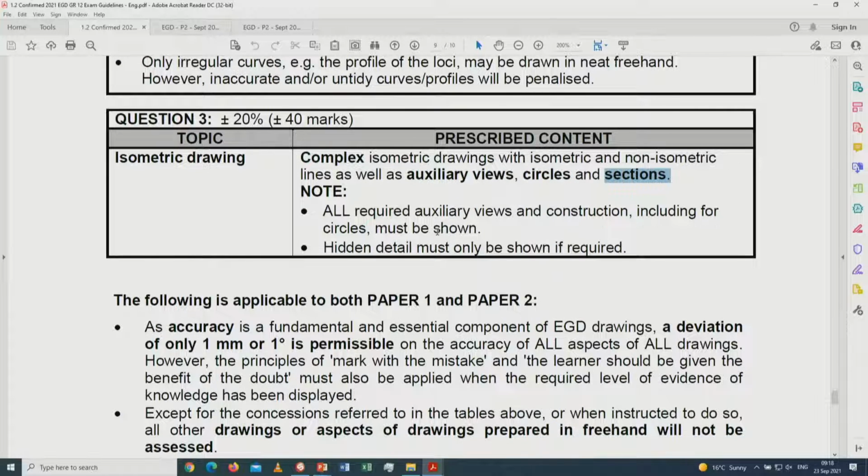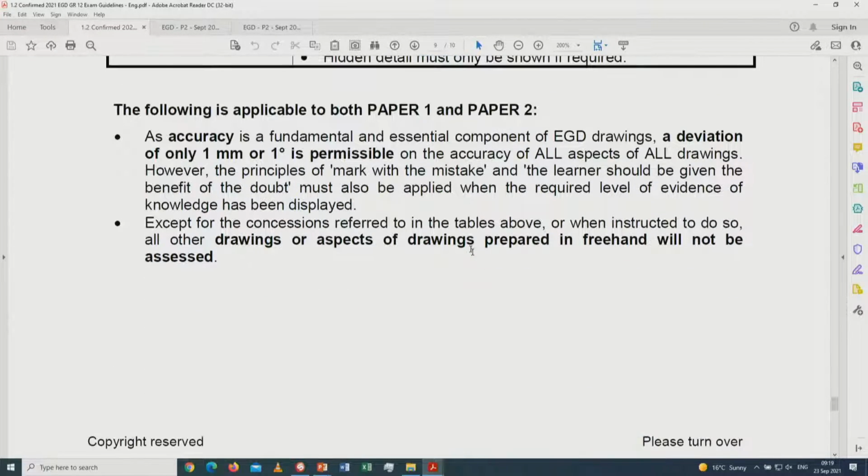All right. Required auxiliary views must be shown. You can't just rub it out afterwards. Hidden detail normally is not required, but yes, it can be required in the process. Accuracy is very important. It's permissible to have only 1 millimeter deviation, or 1 degree if it's an angle deviation.